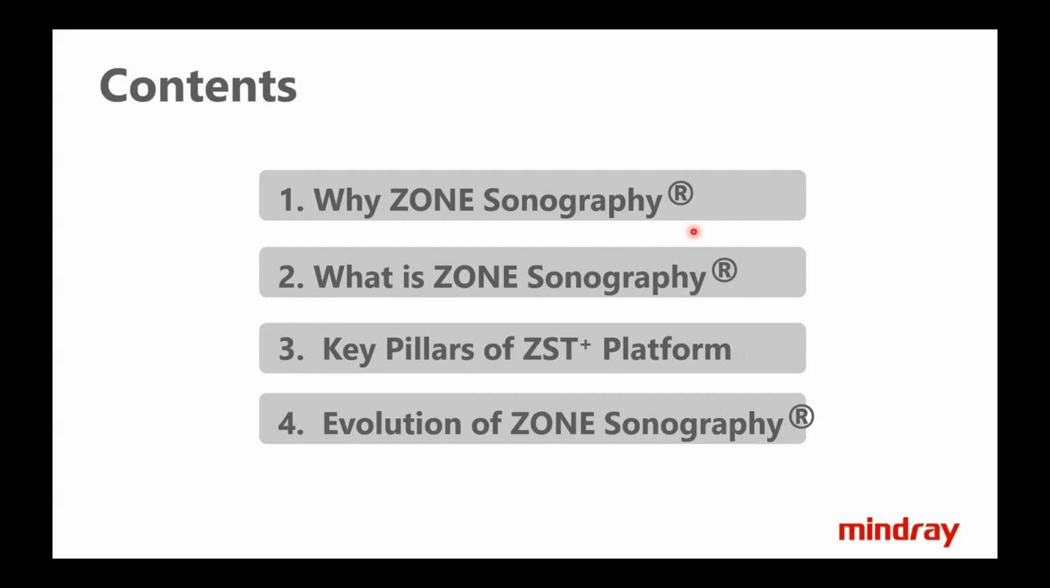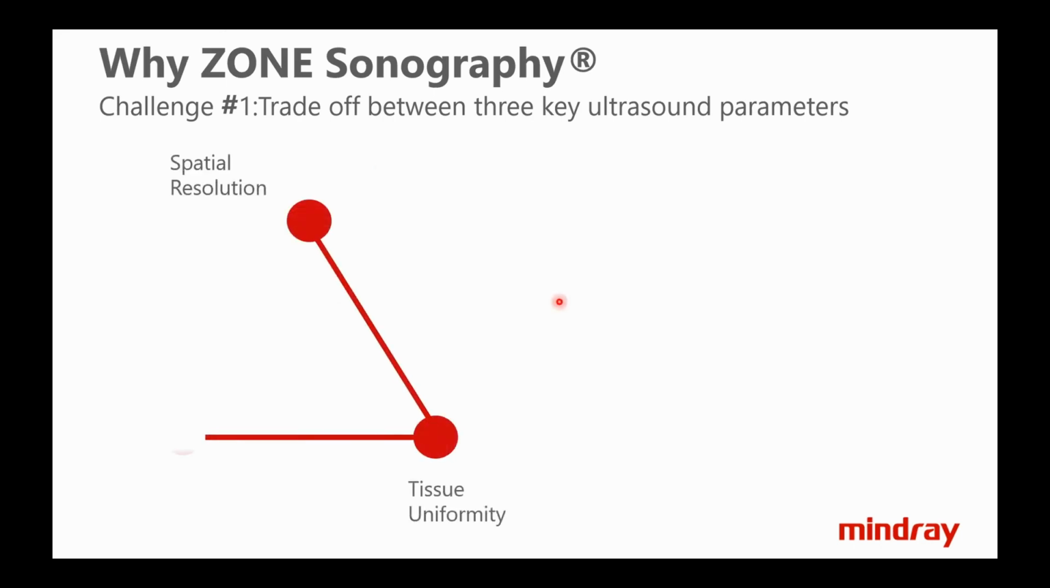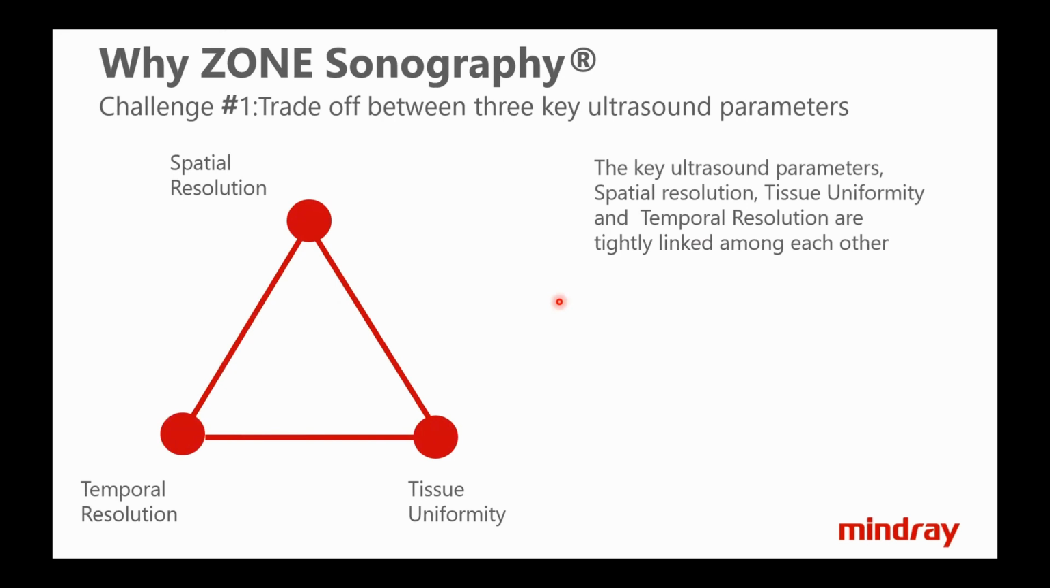Okay. Why Zone Sonography? What is Zone Sonography? What are the key variables of the sonography platform? How can we evaluate zone sonography? Why do we use zone sonography here? For all parameters, it depends on three parameters. What are the three parameters? The three parameters here are spatial resolution, tissue uniformity, and temporal resolution. These are the key parameters we should focus on.